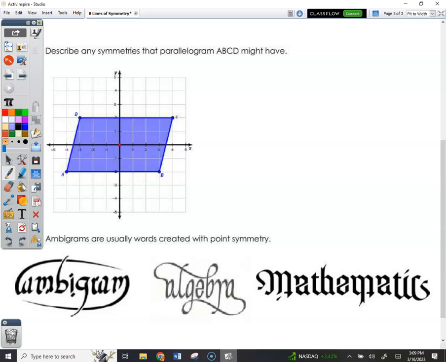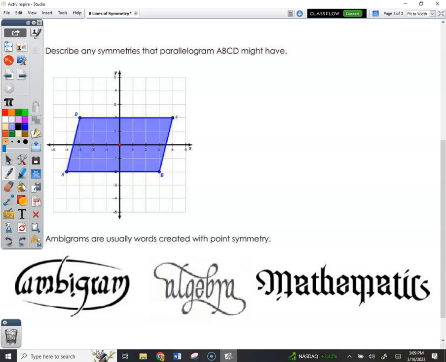I'll show you one. This is what word? Algebra. This is what word? Mathematics. Please take your paper and turn it upside down. Mathematics. Algebra. And it's just flipped. Turn it completely upside down. Did you notice that you can read them the exact same way? It looks like nothing changed, right?